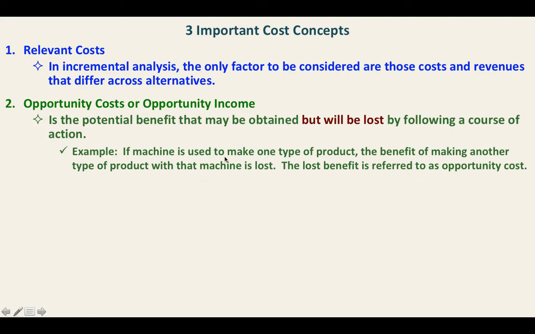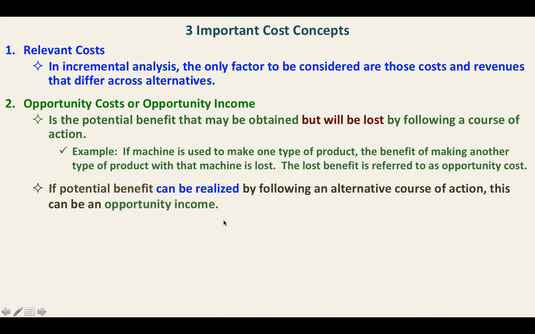We will explain this in illustrations, okay, in the succeeding slides. If potential benefit can be realized by following an alternative course of action, this can be an opportunity income. So you can treat it either as a cost or an income depending on the situation.